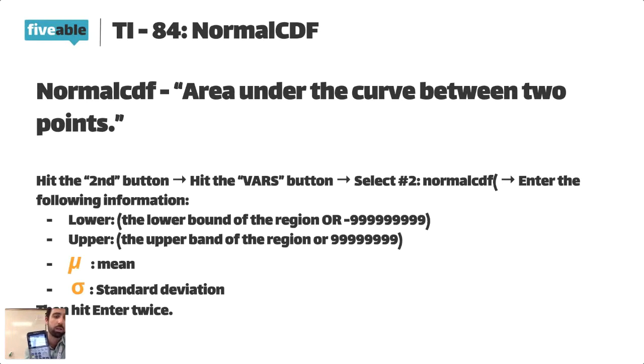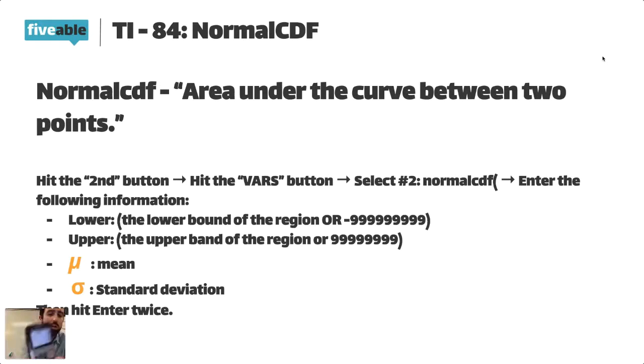First is the lower bound. So this is the lowest number that you want. Now, if you're just saying, I want everything below a certain value, I would suggest putting a very small number, which negative 9999999 is going to work. And then you're going to put the upper value. So again, if you want to find everything above a certain value, you're going to want to put a very large number like 99999. After that comes the average and then the standard deviation. Hit enter twice and it'll generate your response.